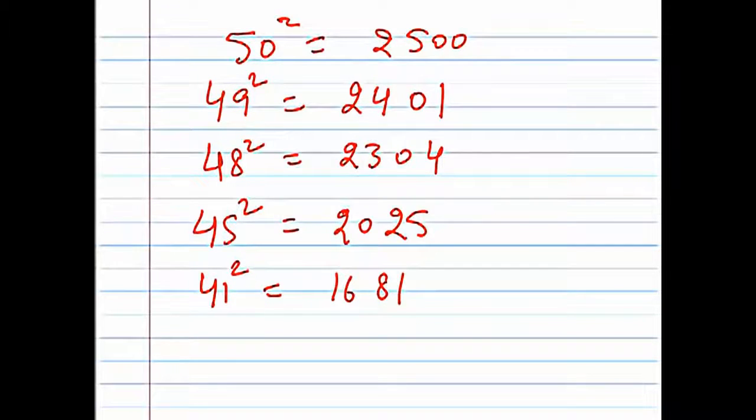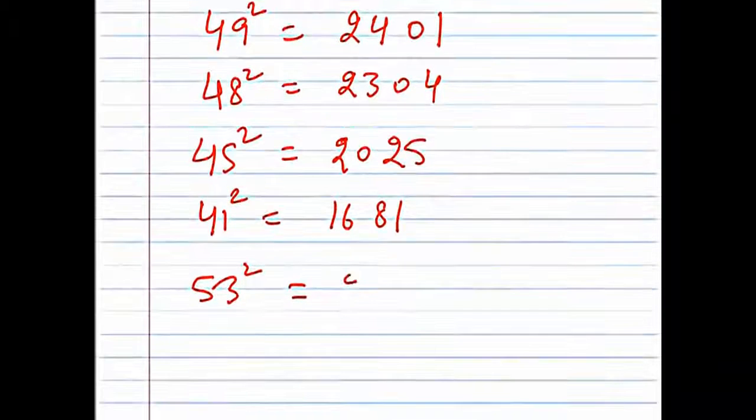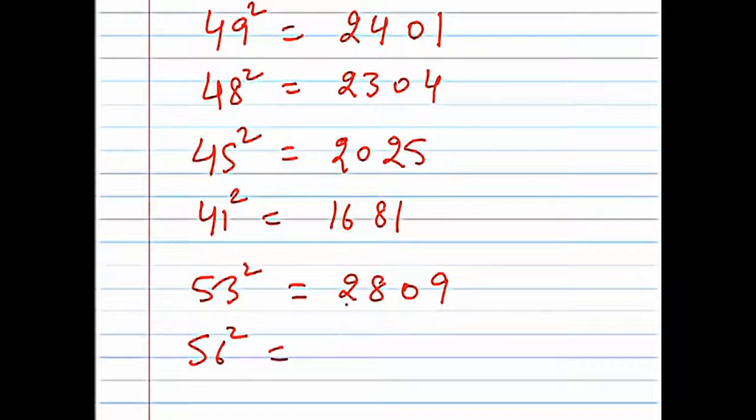Similarly, if you want to do a square of number above 50, then you have to, instead of subtracting, you have to add it. So 53 square will be 25 plus 3, that is 28, and 9 square of 3, so 2809. Similarly, 56 square is equal to 25 plus 6, 31, and 36.